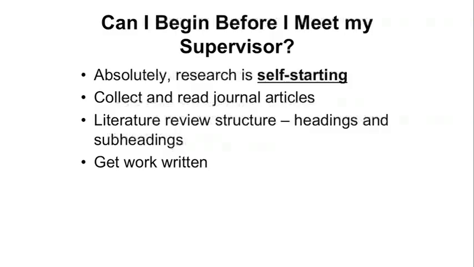From your proposal, you should have written, before you meet your supervisor, you will have done some research, collecting articles, reading them, designing potential research questions, and you should at that first meeting have an idea of what your topic is going to be, what the structure of your literature review might look like, or even better still, having some sort of a draft of a literature section or just something for the supervisor to work with.